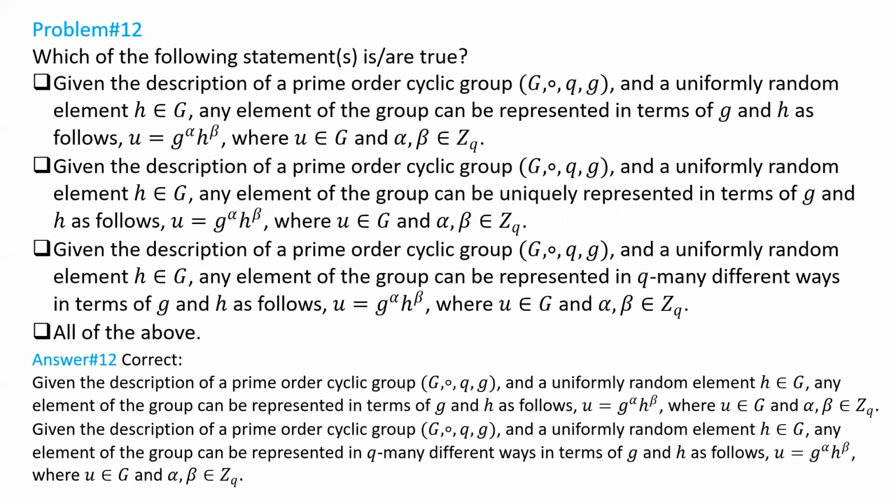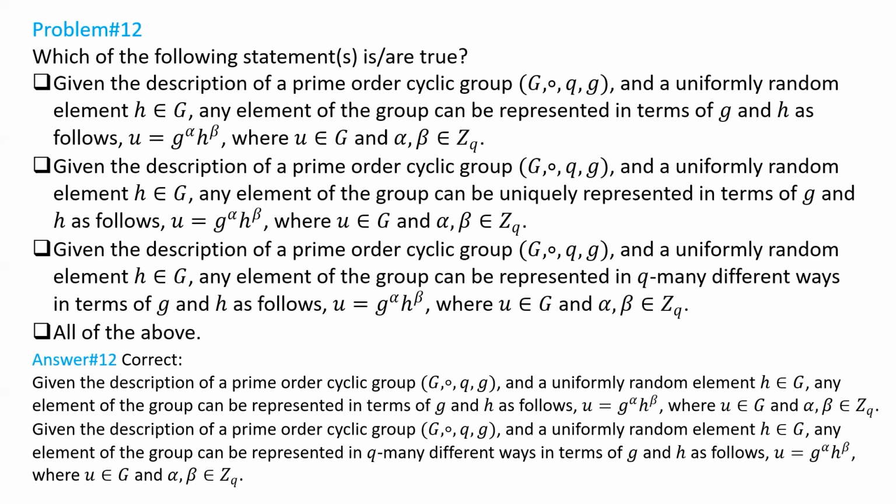And also, if you are provided with two such distinct representations alpha i, beta i and alpha j, beta j such that u is equal to g to the power alpha i h to the power beta i, and also u is equal to g to the power alpha j h to the power beta j, so you have two distinct representations of u in this form, then you will be able to compute the discrete log value of some particular g to the power alpha, right? So there is this game defined.